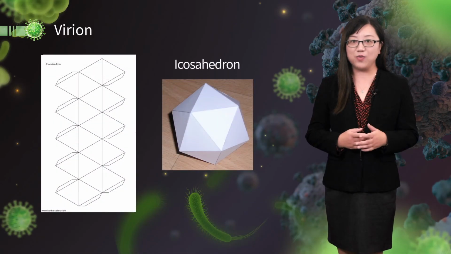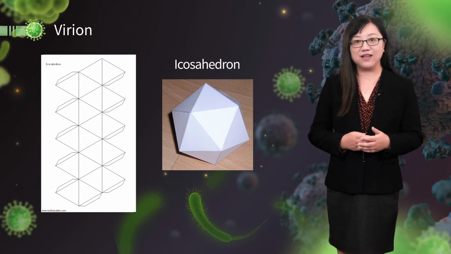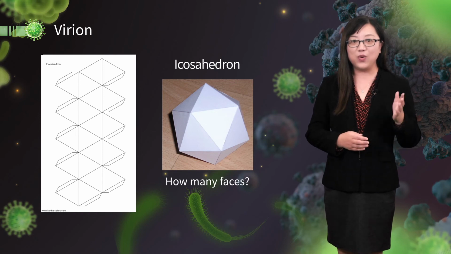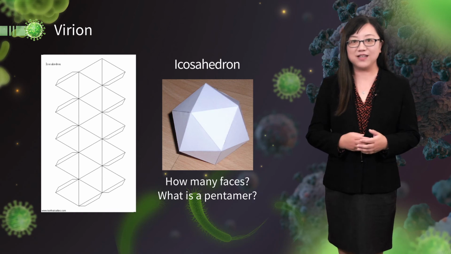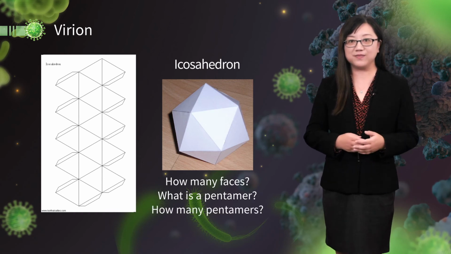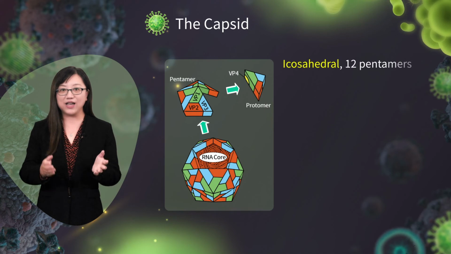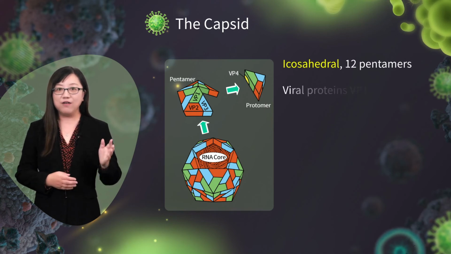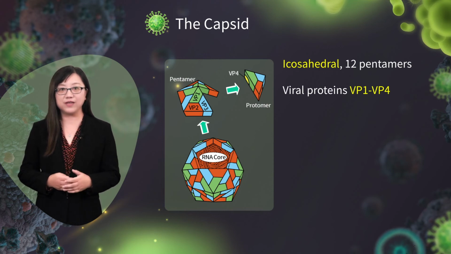Do you remember the homework last week? Can you answer the questions? How many faces? 20 faces. What is a pentamer? 5 units. How many pentamers? 12. The capsid of picornaviruses is icosahedral, 12 pentamers. Viral proteins VP1 to VP4.